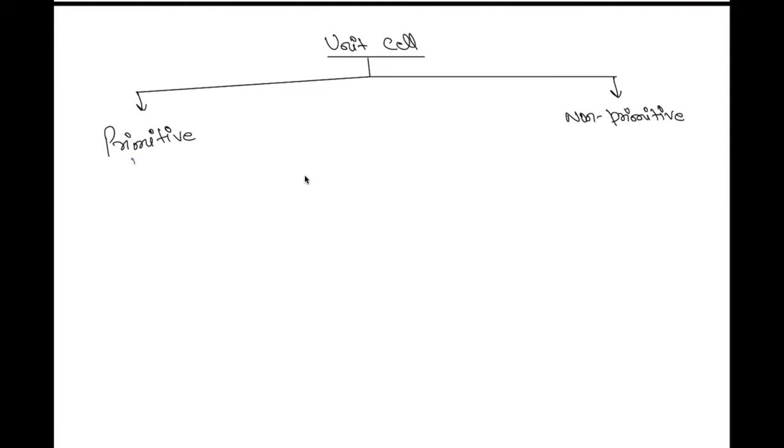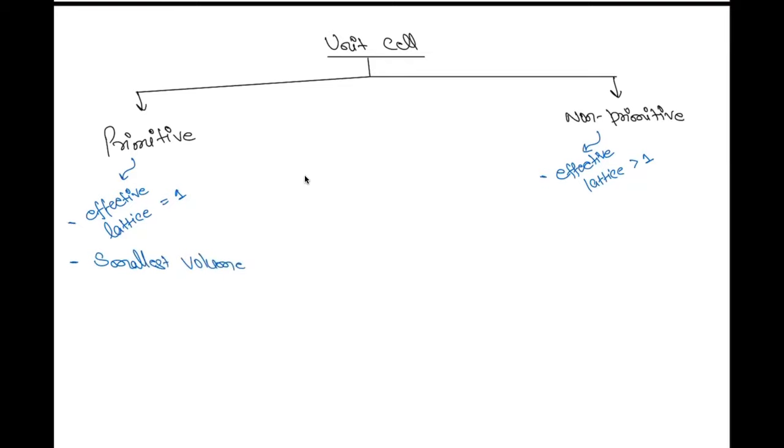So here the effective lattice point is one. In non-primitive, the effective lattice points are greater than one. Now understand one thing: even a non-primitive cell can be a unit cell, right? It is not always that we choose a primitive cell to define a unit cell. We also choose a non-primitive cell over the primitive cell if we do have a symmetry operation. So there is no preferential treatment for the primitive over the non-primitive. This is the first thing, right? One more important thing is that it contains the smallest volume, right? It contains the smallest volume.